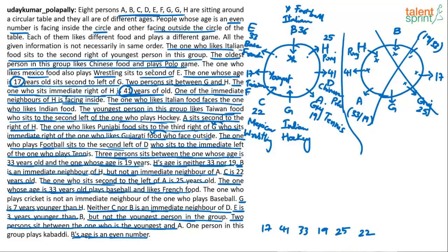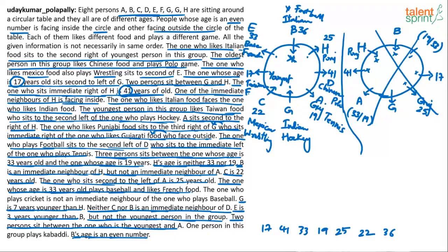The oldest person in this group likes Chinese food and plays polo. So G's age should be less than 41. So ages are all done except G. You got 36 also. See, 7 numbers have been obtained: 1, 2, 3, 4, 5, 6, 7, except G.